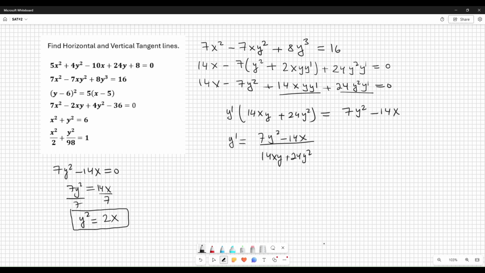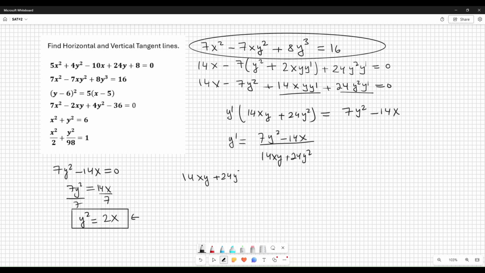Okay, now in order to find the point that satisfies that condition, you intersect this parabola and the original equation. Of course, this is too complicated to do by hand. However, we're using this. Likewise, you take the expression at the bottom, 14xy plus 24y squared, and you put it equal to 0 to find the vertical.